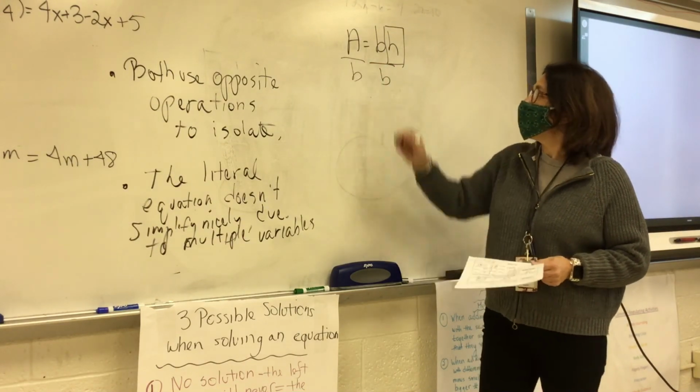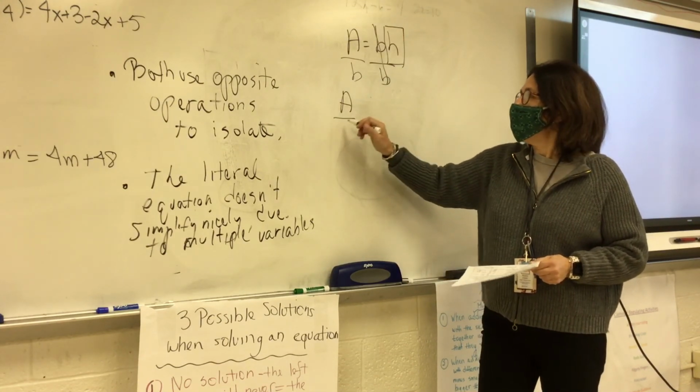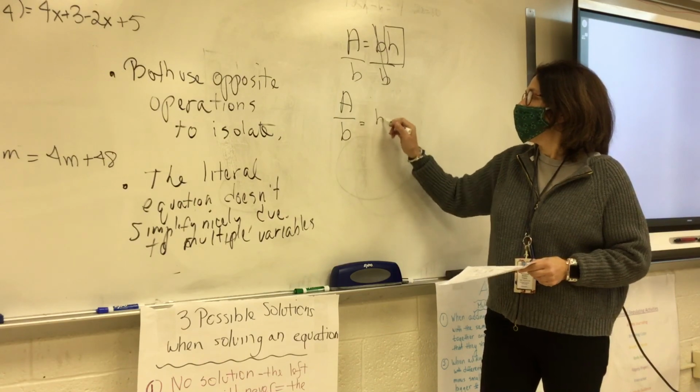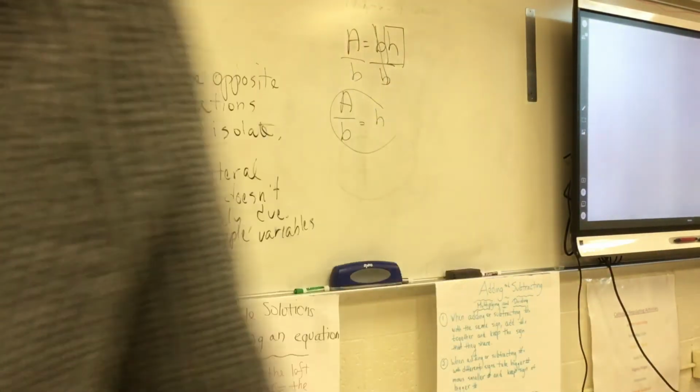The process is the same. So A divided by B equals H. And I've done it. And I hope everybody at home has done it too.